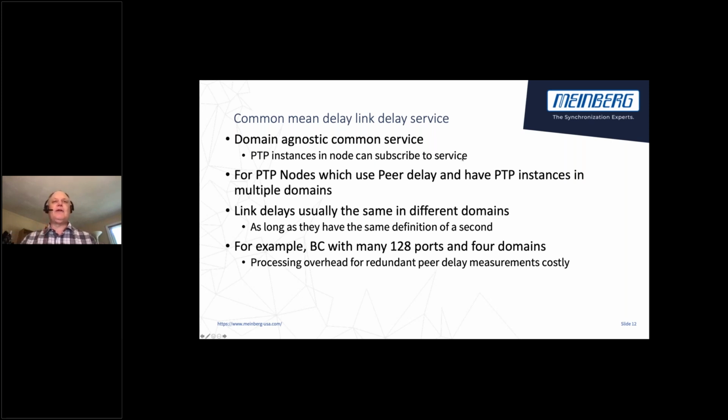And this can be important if you have a boundary clock with a lot of ports and several domains. It can be a lot of processing overhead to do the peer delay messages, 4 times for each of 128 ports instead of just once. And so that was kind of the justification for that, and we created this feature.